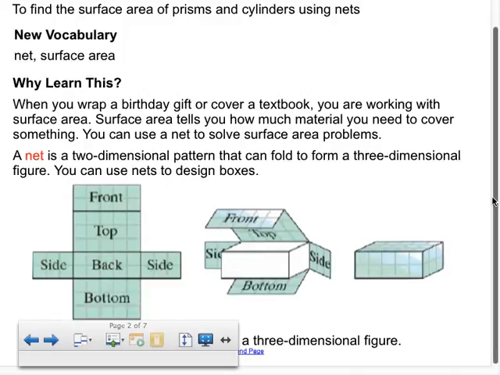Okay, so look, a net is a two-dimensional pattern that can fold to form a three-dimensional figure. You can use nets to design boxes. Now, when they say design a box, there's more than one net that you can use to create the same container. You can have a specific three-dimensional figure, and there's no one net for it. There's a few different nets you can make for that three-dimensional figure. Does that make sense? Okay.